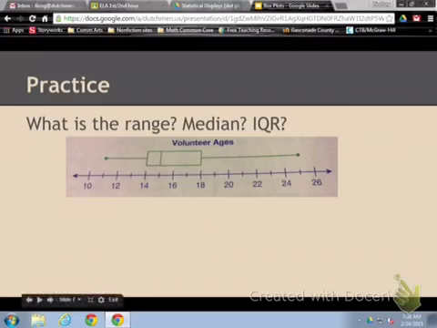So, let's practice. We have a box plot here that is the volunteer ages. So you have a group of people that are volunteering and these are their ages. We need to find the range, median, and IQR.